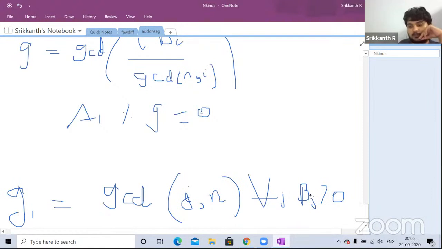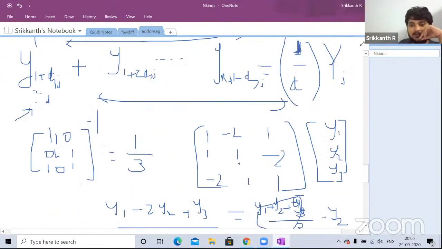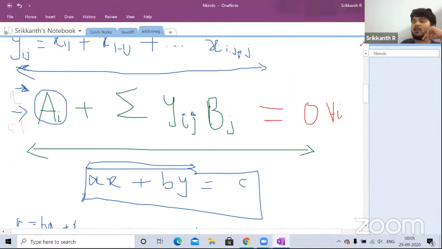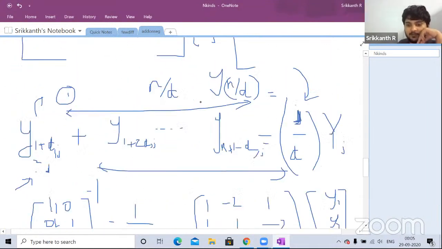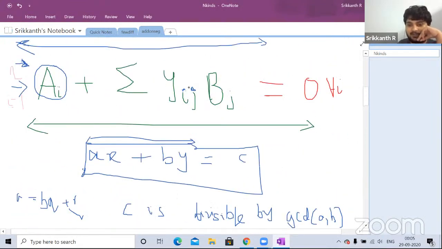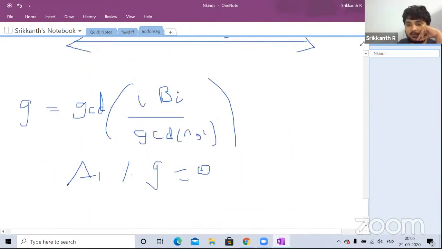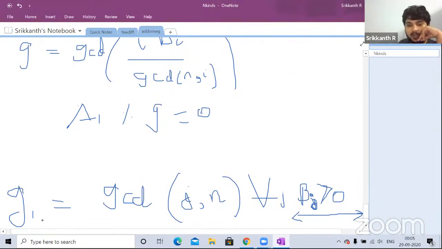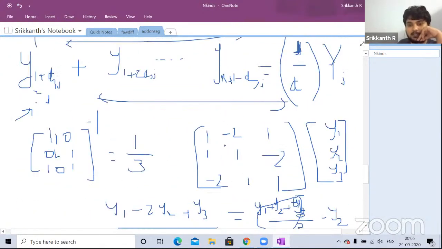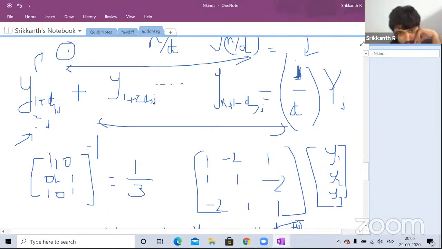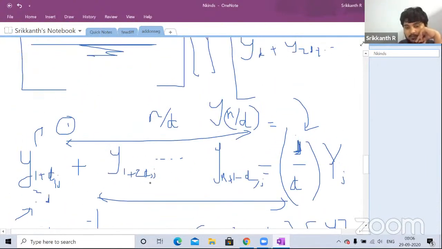This should be obvious to say but not to consider, because it's easy to overlook. There may be some Bj's which are 0, right? If Bj is 0, that means I'm not allowed to do those operations, so there's no point in considering Yj values for them. In fact, it would be incorrect to say those Yij's satisfy these constraints, because those Yij's can be anything. So consider only those j's such that bj is greater than 0, and let g1 be the GCD of j comma n for all of those indices. So this partial sum over g is satisfied for all such j, right?